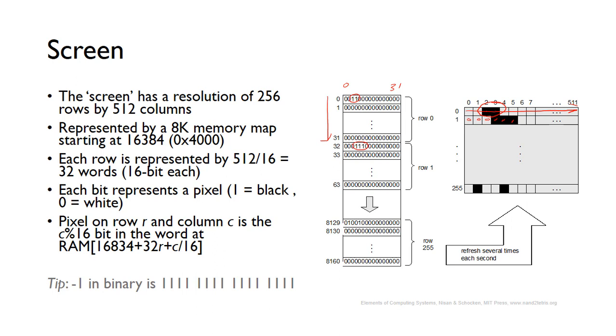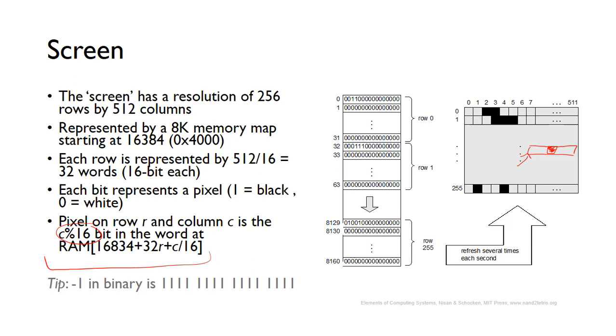If you want to find the address of the word that the pixel's in, it's given by this formula here. So 16384, that's the starting address of this memory map. We do that plus 32R, which tells us which row we're on, plus C divided by 16, which tells us which particular word contains that pixel. Once you know the particular word for the pixel, then we need to set the particular bit. So this part here gives us the address of the word, and then C remainder 16 will tell us which bit we need to switch on.